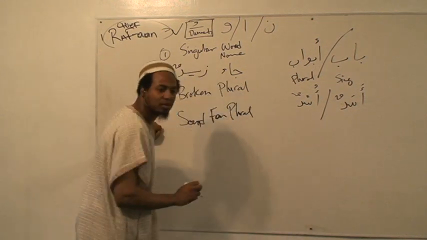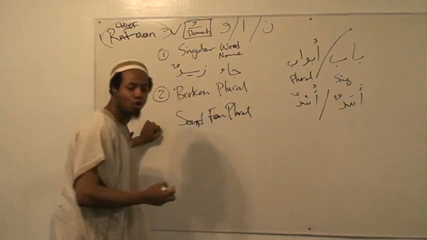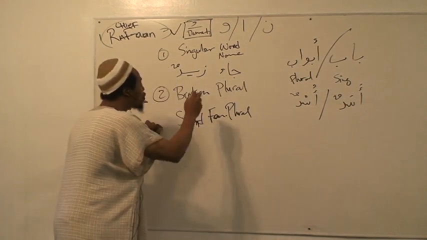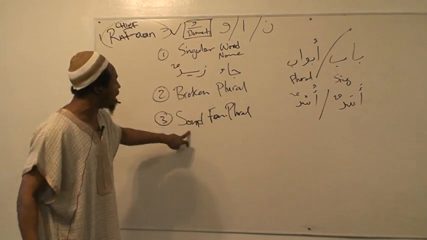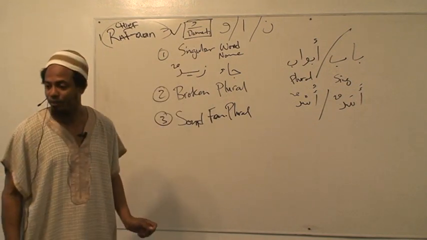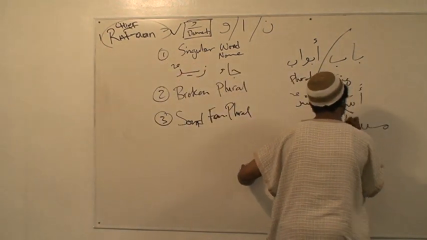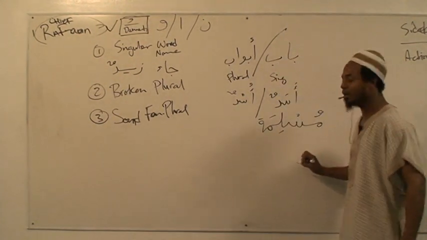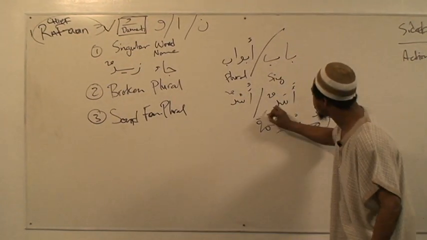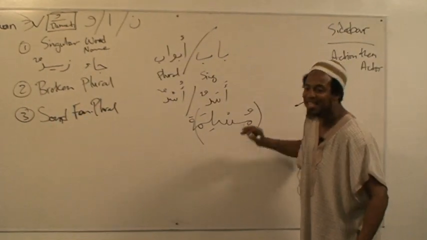Because there's two types. There's a masculine plural and there's a feminine plural. This is a sound masculine plural, the third one, which takes a dhamma. And it's sound because it's not broken. For example, we have this word, muslima. This is why it's sound, because the construction in the whole form of the word stays the same.